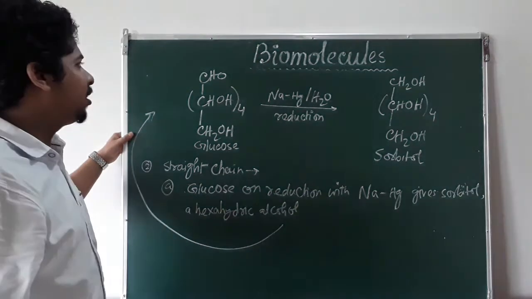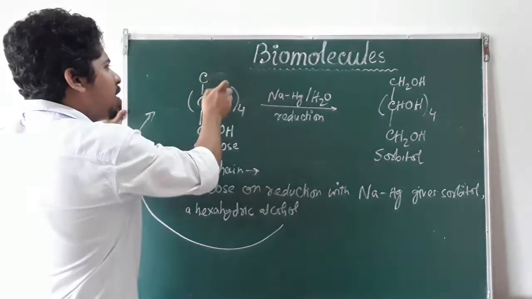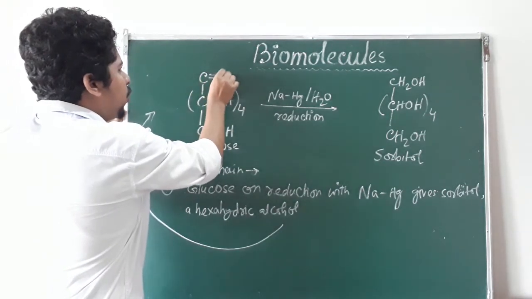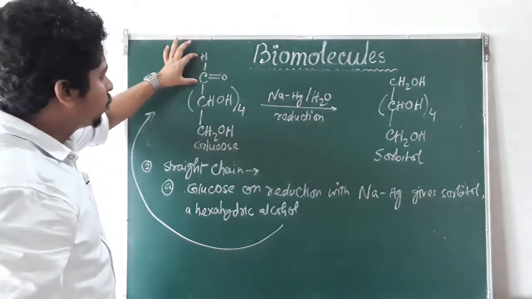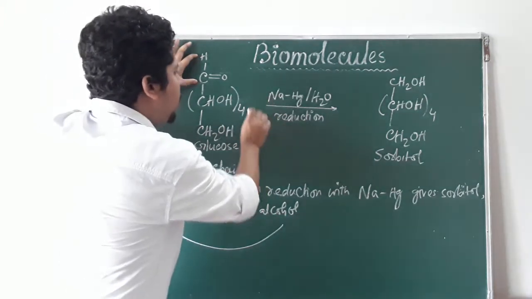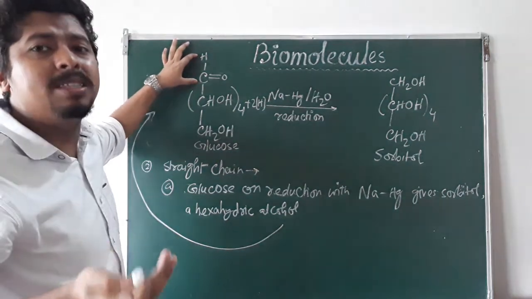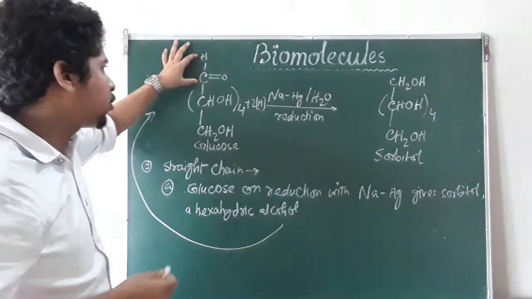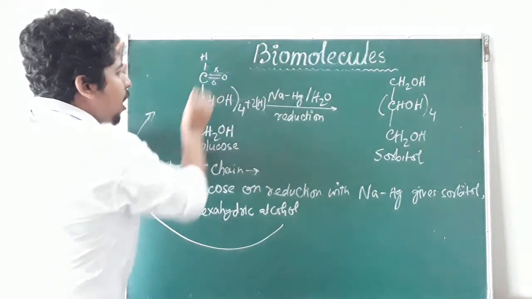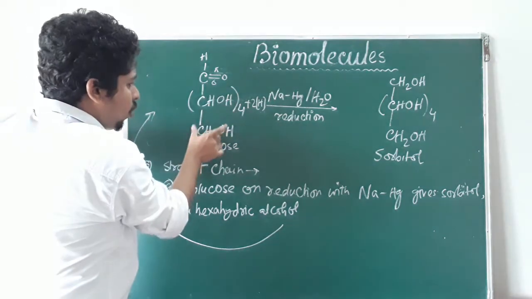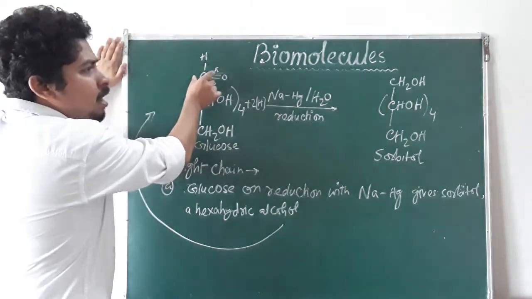Now many of you may think: how is this CHO group converted into CH2OH? Simple, you can see this CHO group. We can write it as C double bond O, with a bond to H. On reduction, which means addition of hydrogen, suppose here we have two hydrogens. In this C double bond O, we have two bonds: one is a sigma bond, another is a pi bond. On reduction of the glucose molecule, these two hydrogens will be added to this system, and it will convert into CH2OH.